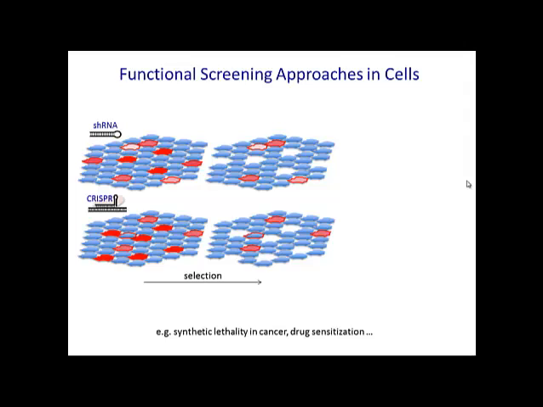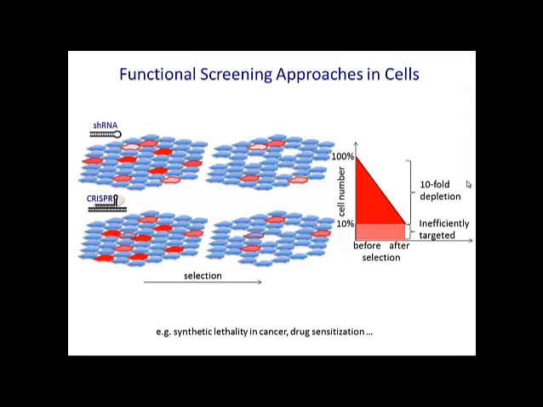But even if it's only 10% of the cells that are carrying the agent that you introduced, then the best possible negative selection you can reach is from 100% presence here down to 10% presence, and that is only a 10-fold depletion, which is something that in pool is very, very difficult to measure.